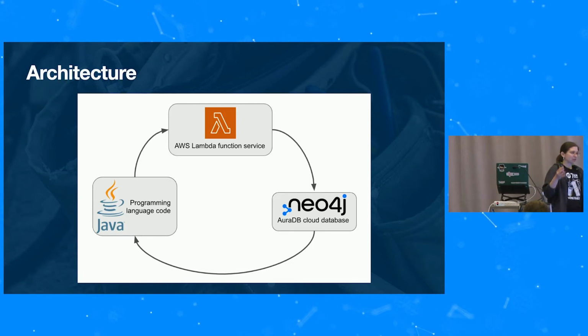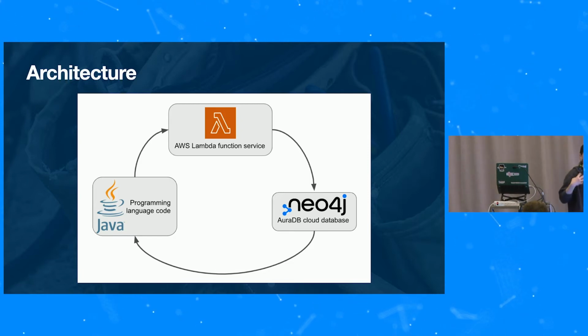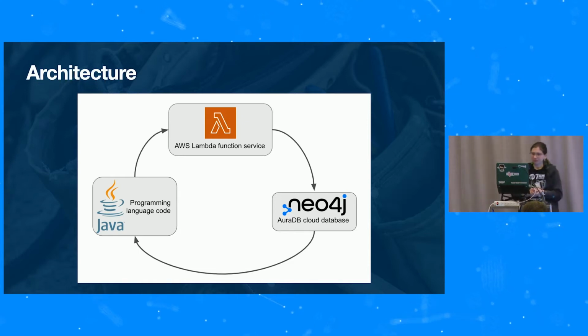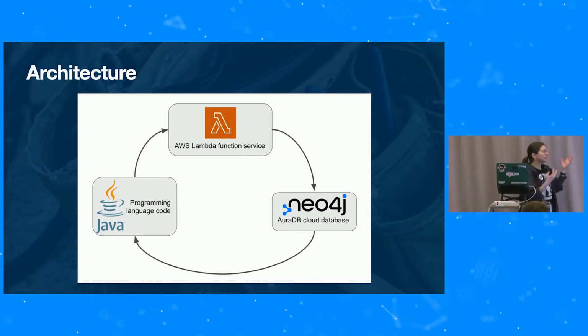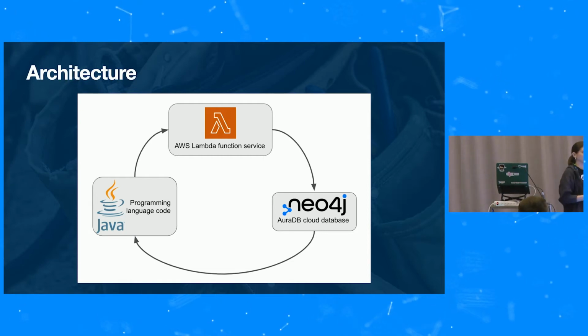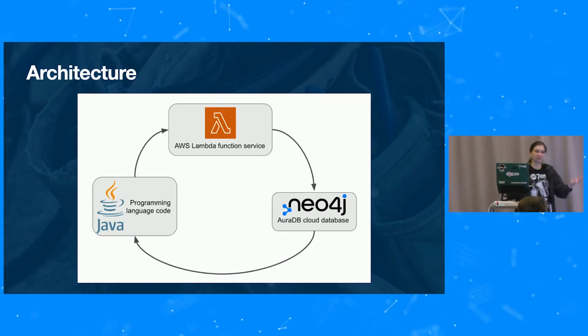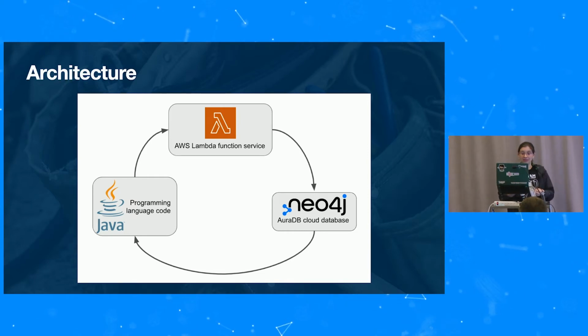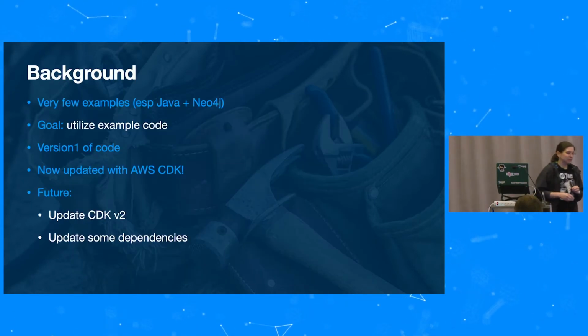We're going to write our code in the Java programming language. That's kind of my background. That's the language I most prefer. And then we're going to write an AWS Lambda, which is their version of the function service. Pretty much every cloud provider has some flavor of that, but we're just going to focus in on AWS's for today.